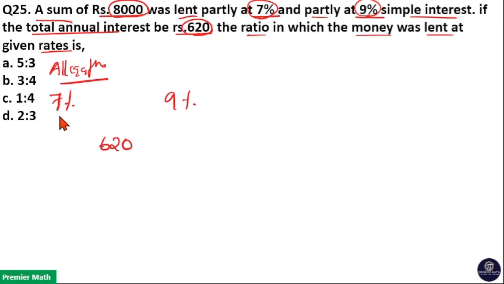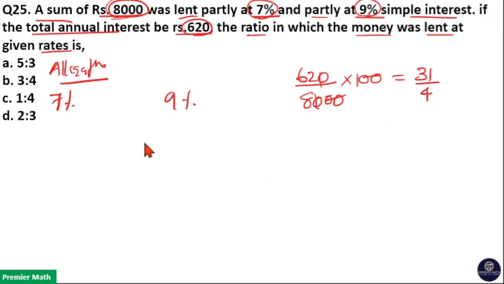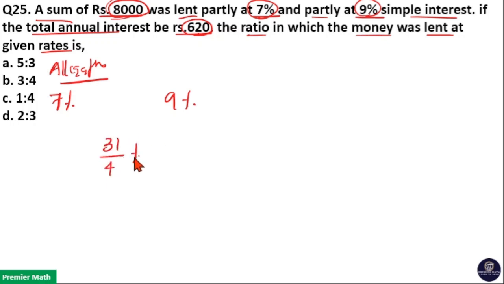That is, the 7% and 9% constitute the 620. But here 7 and 9 are in percentage format. So, I should write the 620 in percentage format as well. This 620 is received from total 8,000 rupees. So, 620 out of 8,000 in percentage is equal to 0 cancel. 62 by 8 is equal to 31 by 4. So, the 620 is 31 by 4%. Write it in the middle.